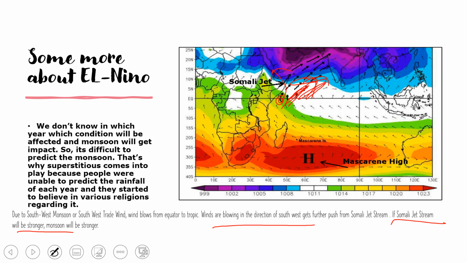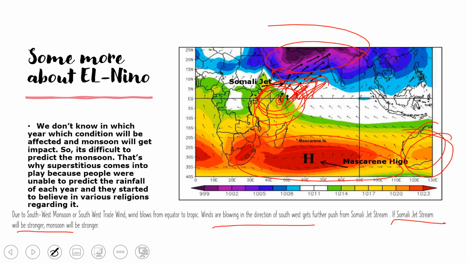So just consider a situation where your Somali jet stream is also stronger, your Tibetan region also has a low pressure, then Mascarene Island and Australia also have a low pressure. Imagine the condition, how much destruction will occur as a flood in all those regions. Heavy destruction will occur in Australia, the Somalia regions and the Mascarene Islands regions.